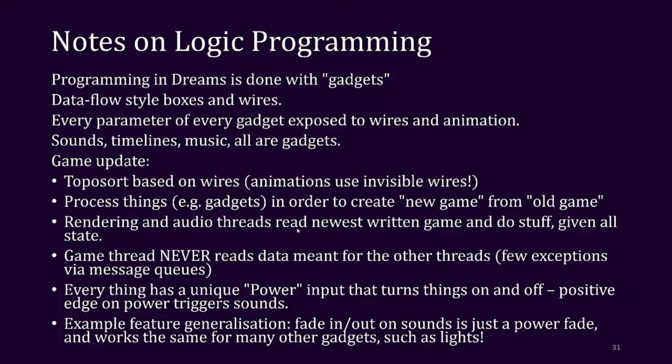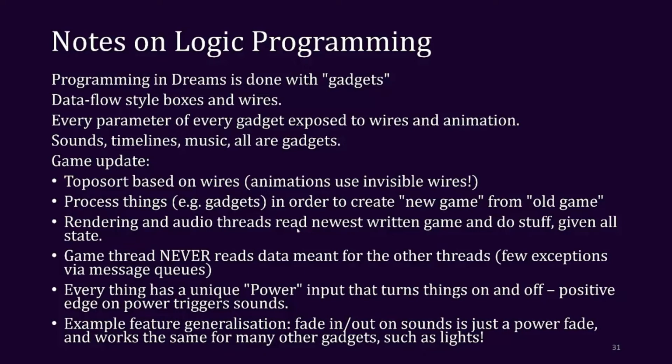And everything, which includes gadgets, which are things, has a unique power input that turns things on and off. So, for example, on a light, the power will be its light brightness. On a character, it might be visibility or something. On a sound, it's volume. But with the same input for volume, we detect edges. And when you turn power on, we just trigger the sound. So we detect these power edges.